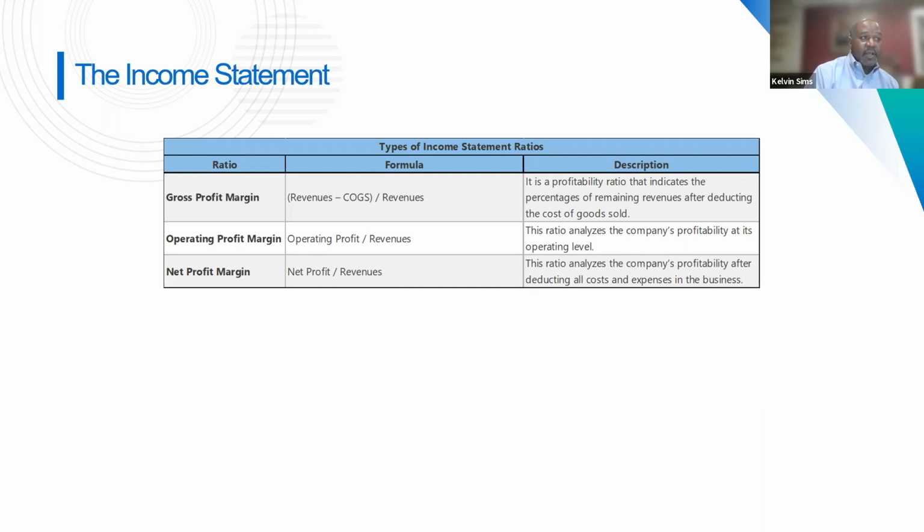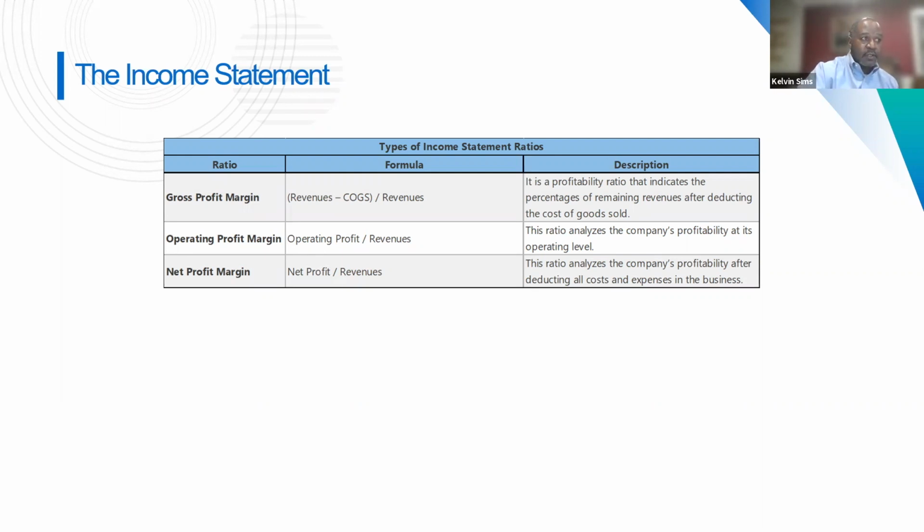Your operating profit margin is your operating profit divided by your revenue. This analyzes the profitability at an operating level, so to take away your gains and losses, what am I operating at? These are the things I have on a regular basis that it takes for me to operate my business. And what is that ratio of my profit to my revenue? And net profit, taking all expenses and losses, divided by your revenue, would give you your net profit margin.